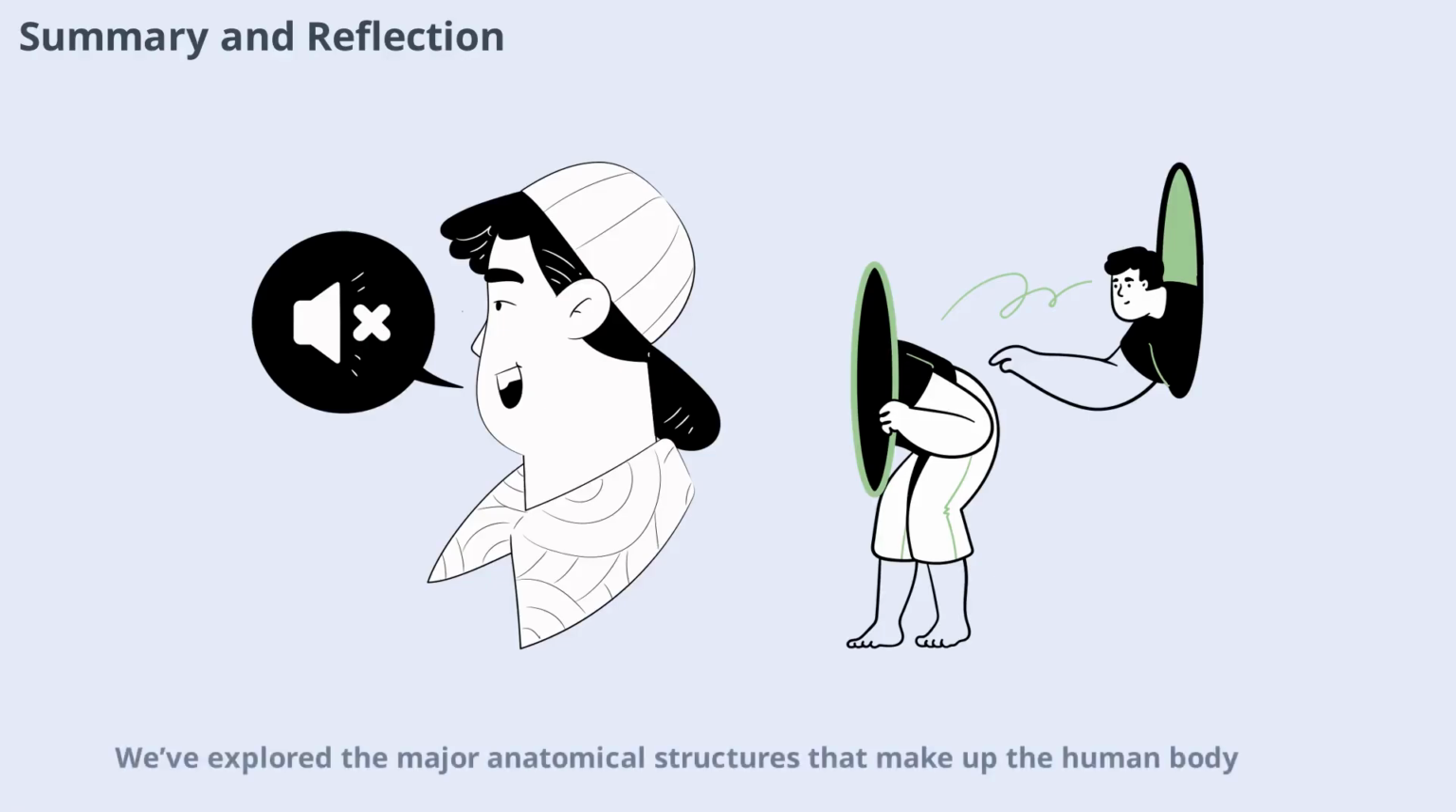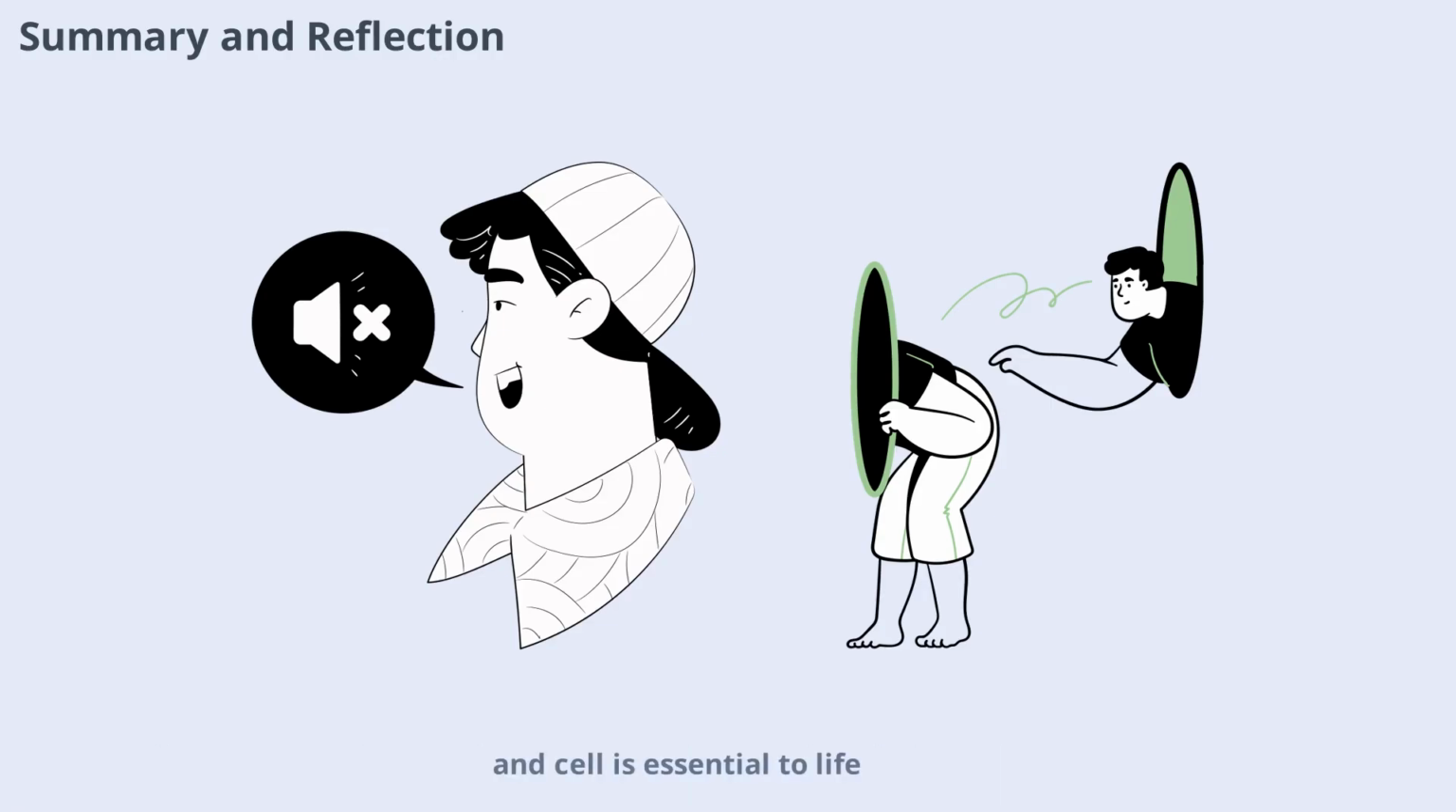We've explored the major anatomical structures that make up the human body, from the smallest cells to complex organ systems. Each part plays a vital role in keeping us alive and healthy. By understanding how these structures work together, we gain a deeper appreciation for the complexity and beauty of the human body. Continue your journey in anatomy, and remember that every system, organ, and cell is essential to life.